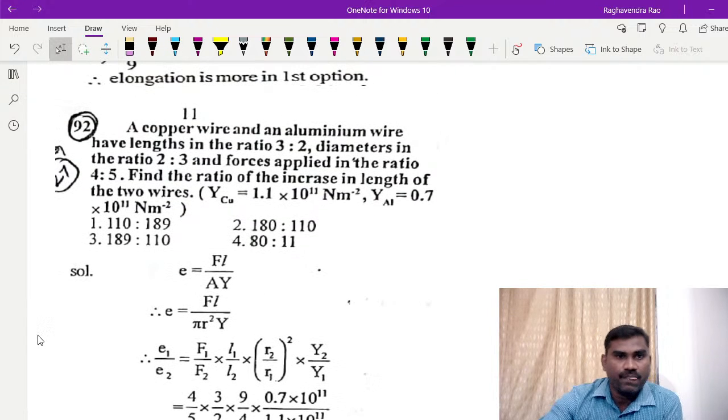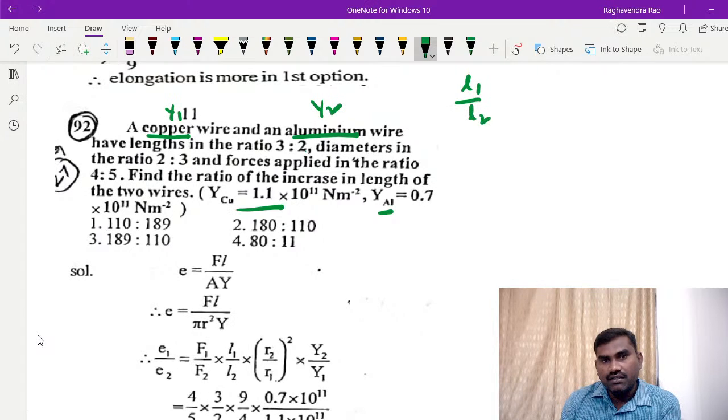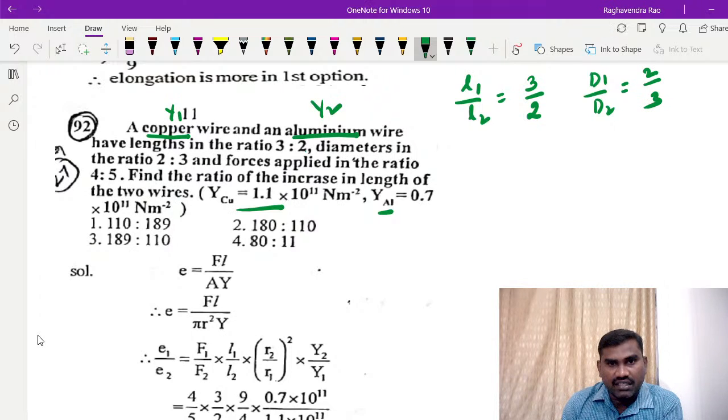Now you see this, a copper wire and an aluminum wire. When copper is given and aluminum is given, Young's moduli are different. That is the reason they gave copper and aluminum, Young's modulus differently. Lengths are in the ratio 3:2, that means L1 by L2 is equal to 3/2. Diameters D1 by D2 is equal to 2/3. And forces applied are in the ratio 4:5, F1 by F2 is equal to 4/5.